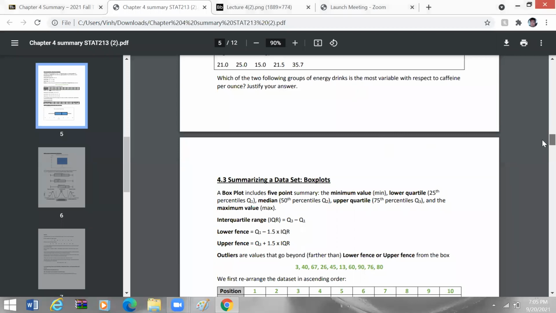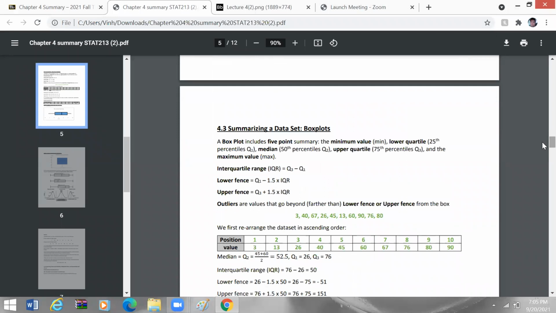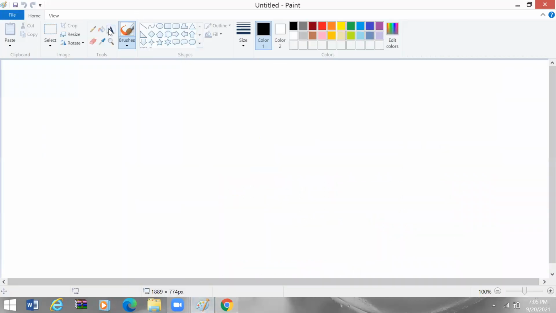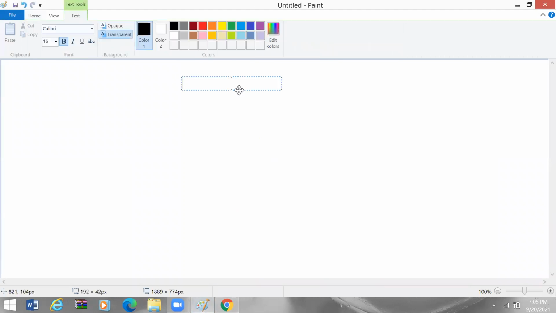Now we're going to deal with the next part of the chapter. This is what we have for the box plot. What does that mean? We're going to the new part of chapter 4. This is what we call a five-number summary.